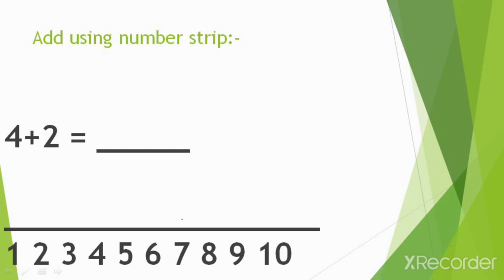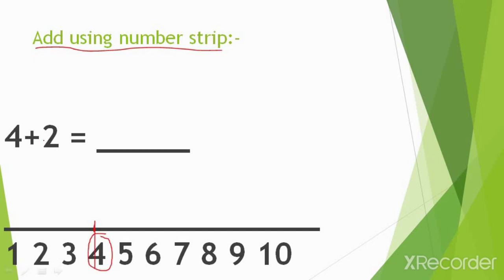Okay? Now, what we have to do? Add using number strip. So, how can we add the numbers with the help of this number strip? Have you remembered? As this is the revision, my dear students? Have you remembered what we have to do? Look, our sum is 4 plus 2. So what should we do first? First of all, we should find number 4 on a number strip or number line. Here it is.